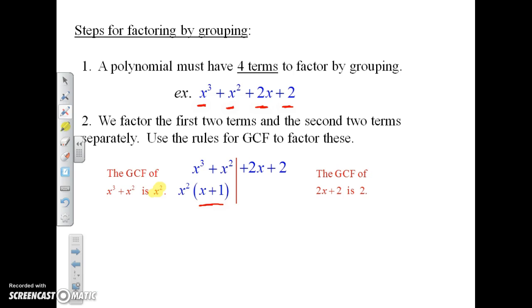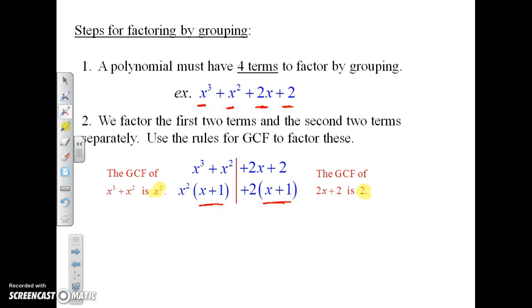Then the next part of the grouping strategy is you're going to factor out 2x plus 2. So what is the GCF of 2x plus 2? It is highlighted over here. I've highlighted the 2, because for 2x plus 2, obviously the greatest common factor is 2, so that's the thing you're going to pull out. And then what are you left with again? Out of these 2, you are left with x plus 1.